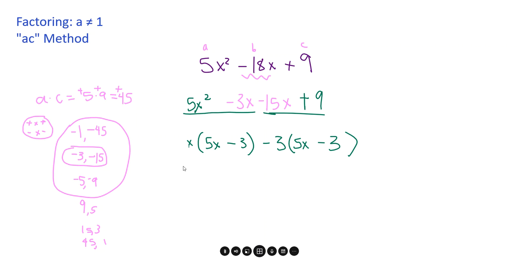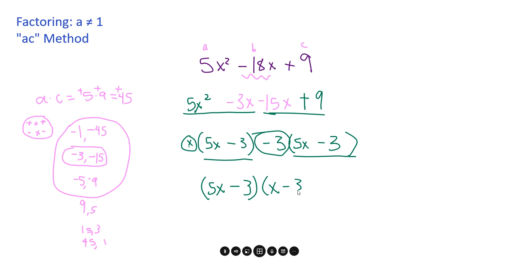Okay, so look here. This and this are the same term, right? This is good. This is what needs to happen when we factor by grouping. I'm going to pull out that 5x minus 3, put it in the front, and I'm left with x minus 3. And this is my final answer.